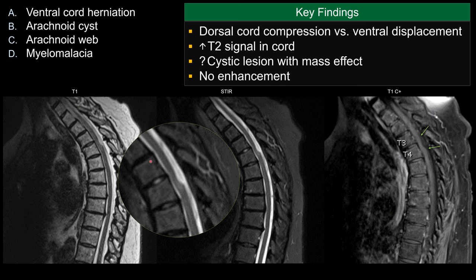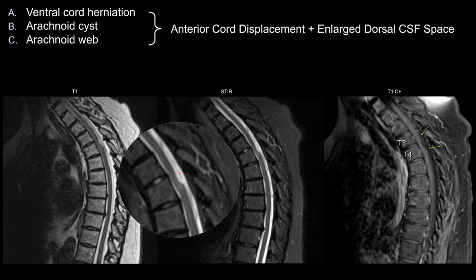Now for choice D, you do have a finding of myelomalacia or abnormal cord signal, but that is a sequela from this particular finding. So therefore, D is not the best answer. For this particular case, either a dorsal compression of the spinal cord or anterior displacement of the spinal cord in the thoracic spine, think about the three entities: ventral cord herniation, dorsal arachnoid cyst, or dorsal arachnoid web.